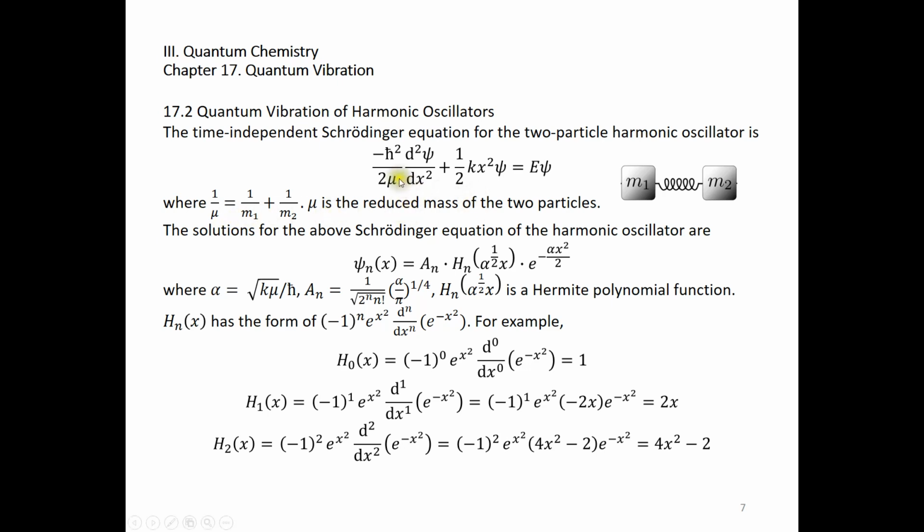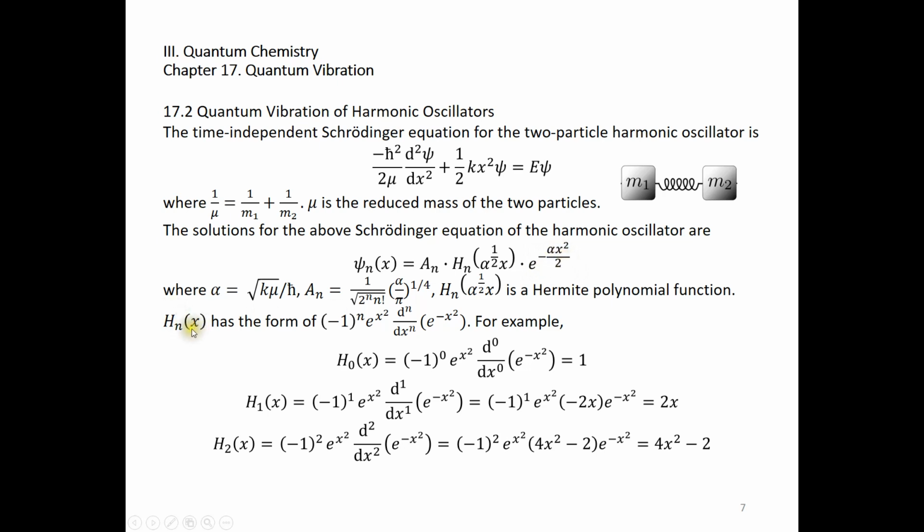The solutions for this Schrodinger equation are this. It's fairly complicated. We have many solutions. This n can be 0, 1, 2, 3, 4, 5, etc. A sub n is the normalization factor, and H stands for a Hermite polynomial function. Over here we have a Hermite polynomial function of square root of alpha times x. Now, what is alpha? Alpha is the square root of k mu over h bar. We also have a Gaussian function, e to the power of negative alpha x squared over 2.